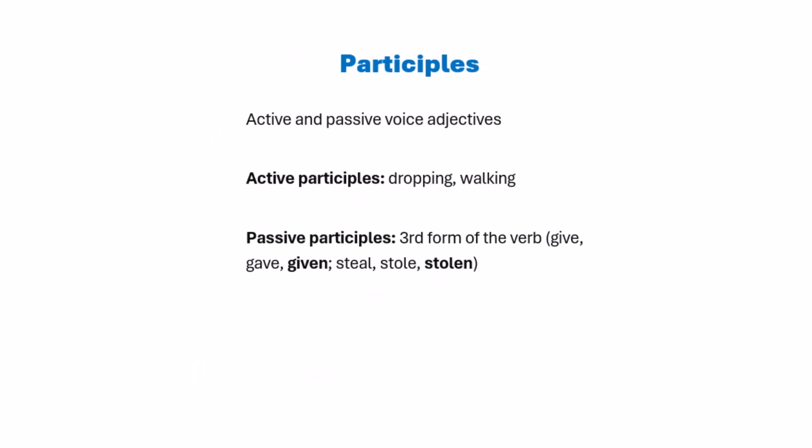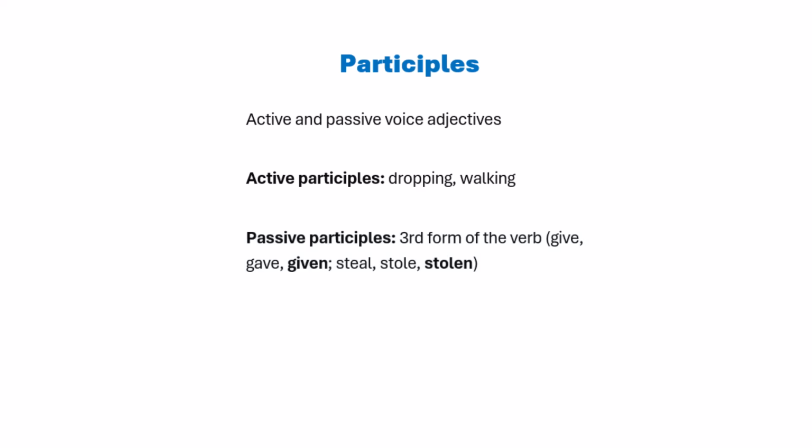Participial phrases start with participles, which are adjectives that have an active voice and passive voice version. Active voice participial phrases, the most common, start with ing words called active participles, like dropping or walking. Passive voice participial phrases start with passive participles, which look like the third form of the verb, as in give, gave, given, steal, stole, stolen.